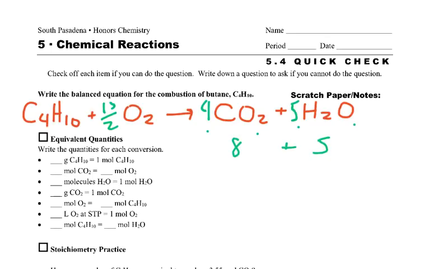Now, balanced equation, that is fine, but it turns out this is going to be a case where it's really going to be a lot easier for me if I go back and double everything. So I'm going to use 2, 13, 8, and 10. Okay, so as we work through our problems, we're going to find out that's a lot easier to do.